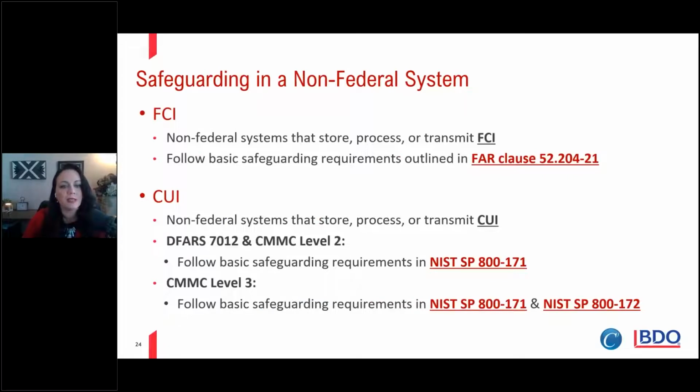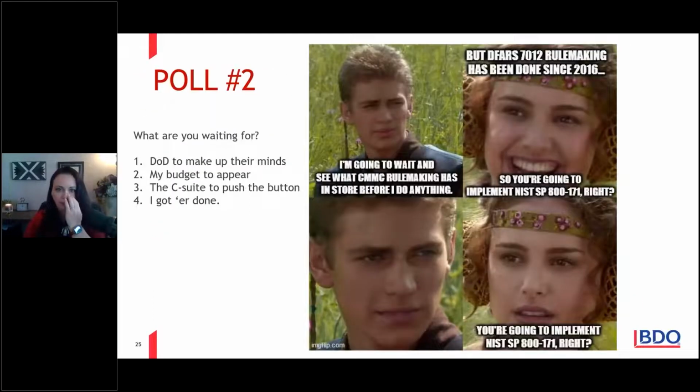For CMMC level 3, it used to be level 5, but as of December 12th, they've changed it. What we're seeing is a combination of the full set of controls for NIST 800-171, and we don't know how many controls from NIST 800-172. They did have 40 controls on top of it. They are still reevaluating that. We'll know more in the future.